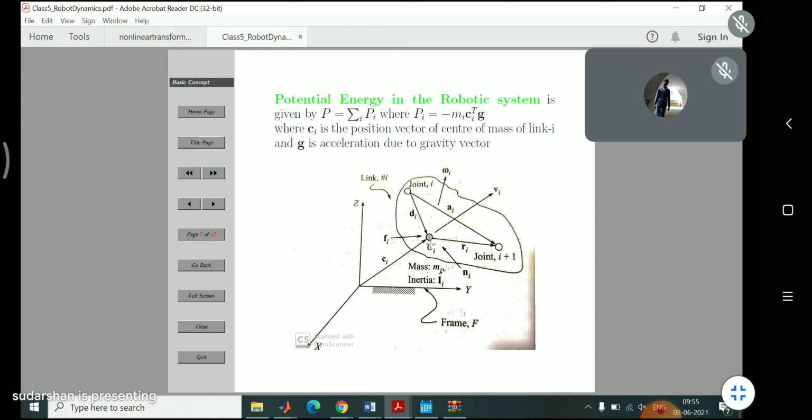So you do this for each link, and you take the total kinetic energy and total potential energy. Then you take the difference. You get the Lagrangian of the whole system. Any questions? It will be more clear with the example.